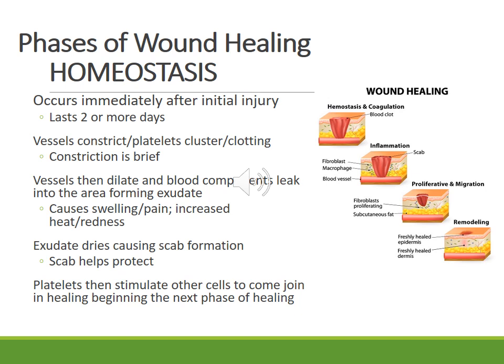You'll begin to see some possibly swelling, pain, or increased heat or redness at the site. And this is from when the vessels dilate and the blood components leak into the area, forming an exudate. We may even start to see a little bit of a scab formation happen. Platelets then stimulate other cells to come join them in the healing, beginning the next phase of healing, which will be our inflammation stage. So this is that initial phase, what happens when you cut your finger, for example. This is what occurs.